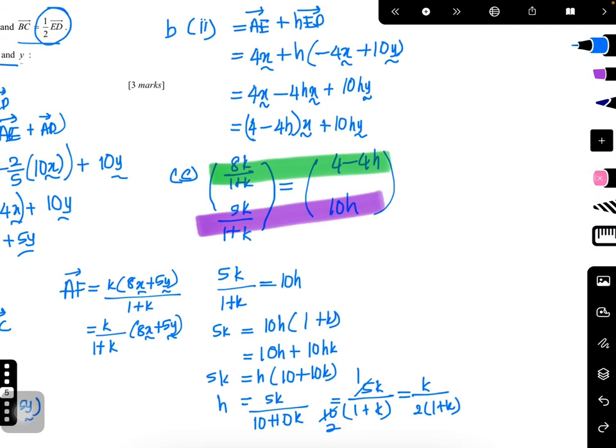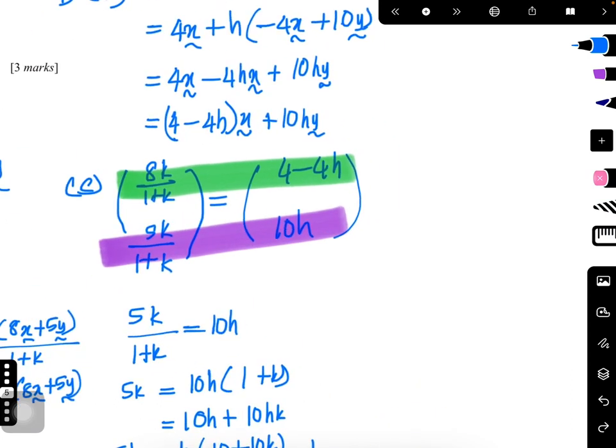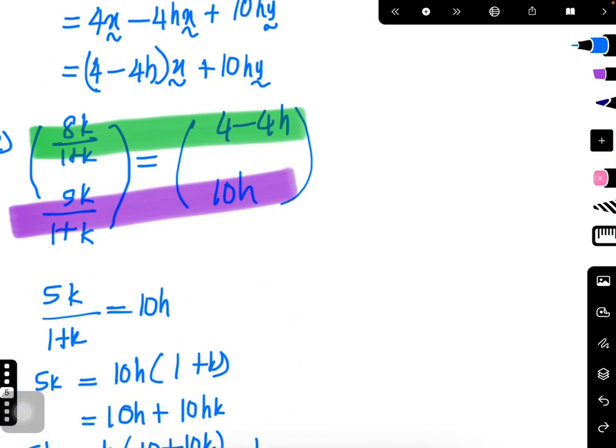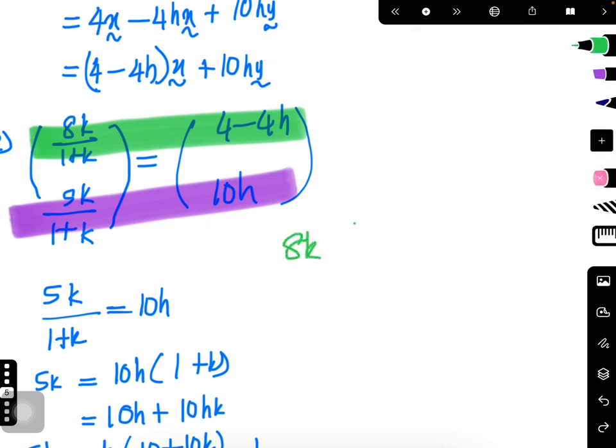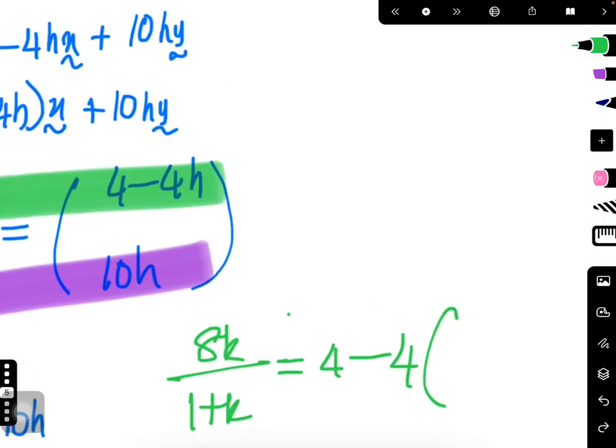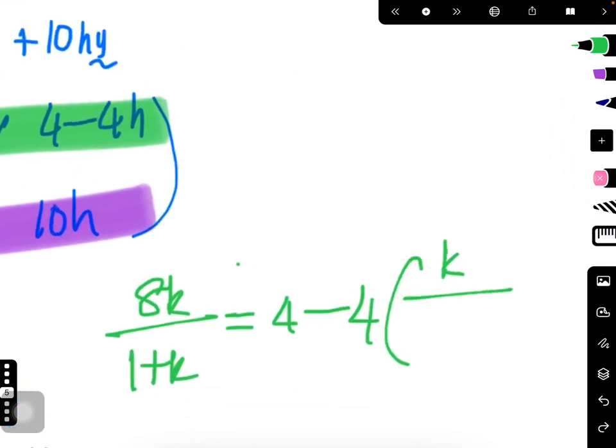So we can substitute it into the other one, which is this. What is k? We don't have k, but I want to change color to make it not confusing. I think green is okay. 8k over 1 plus k equal to 4 minus 4 times h. What is h from before? k over 2 times 1 plus k.